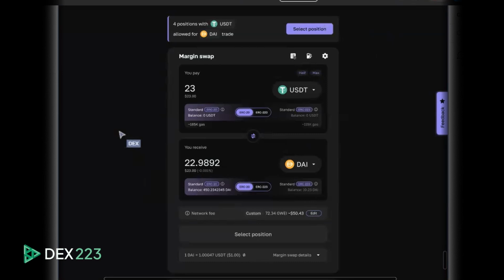I will also showcase the UI templates and explain it in a written form in our monthly report. So thank you for your attention. I hope that we covered most of the features and technical details of DEX223 margin trading implementation in this video.